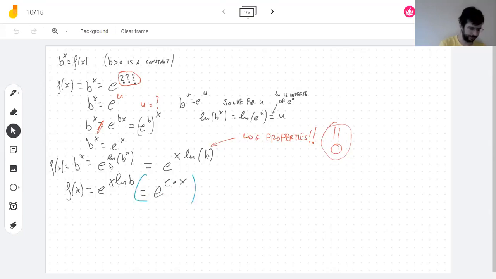So the derivative of this function is, well, the outside function is the exponential, and the inside function is x log b. If I take the derivative of the outside, the derivative of the exponential is itself, that's very easy to remember. And I take that applied to the inside.